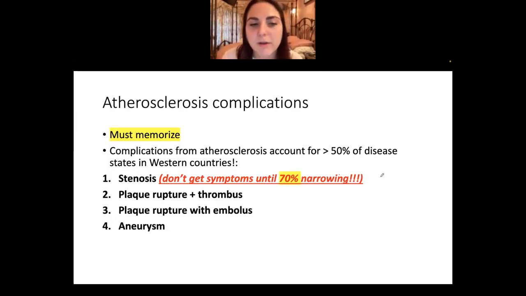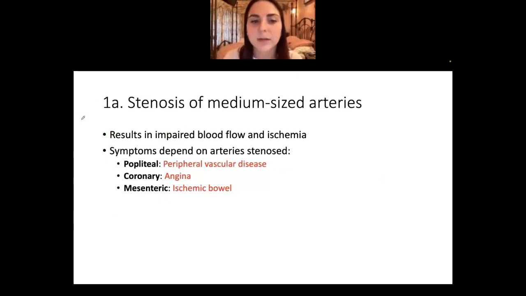You can also have a plaque rupture and then you can get a thrombus. The plaque can rupture, you can get an embolus, so it can shoot off and go somewhere else, or you can have an aneurysm.